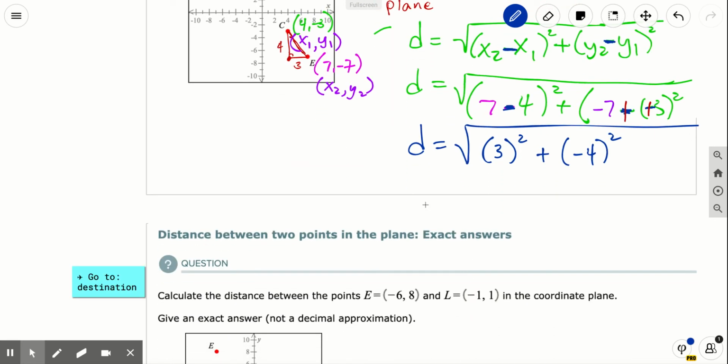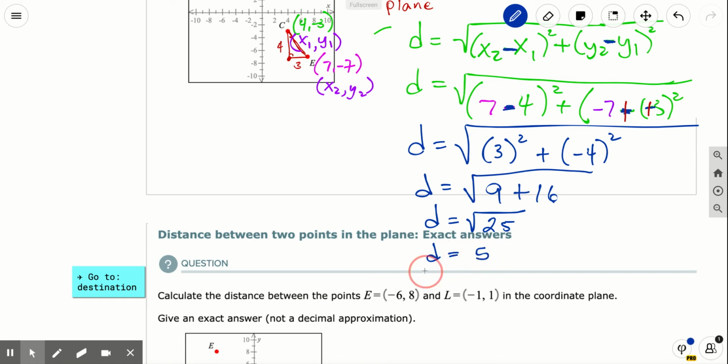Okay, so here we go. D equals the square root of, and now we do 3 squared. 3 squared means 3 times 3, 9. -4 times -4 is +16, right? -4 squared is +16. Now you add them together and 9 plus 16 is 25. And guess what? The square root of 25 is 5. That's your answer. The distance between these two points is 5. And that's how you found it.